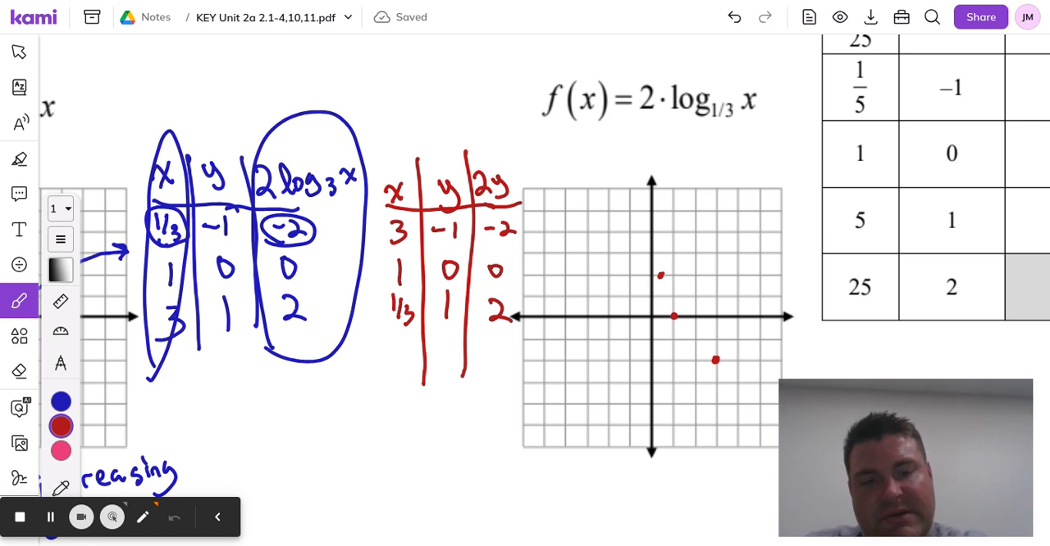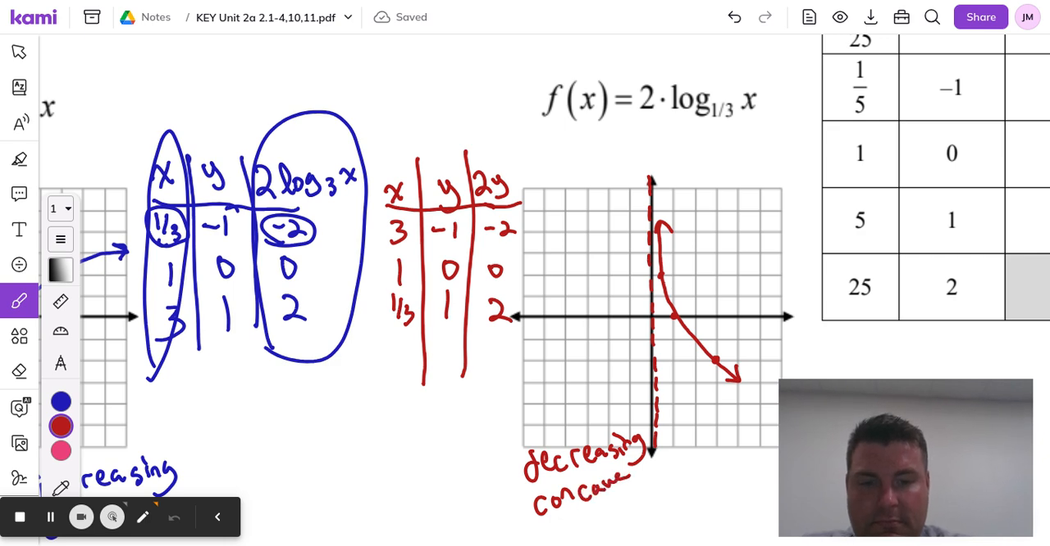If you notice right here, the shape did change because that base is now between 0 and 1. So it's going to make that now a decreasing function. So now we are decreasing, and we are concave up.